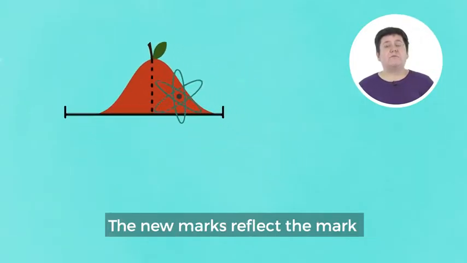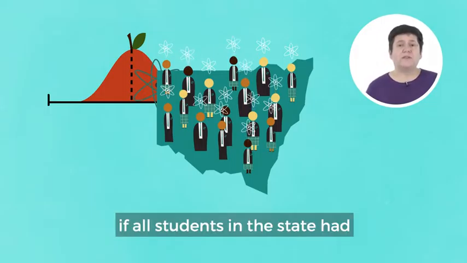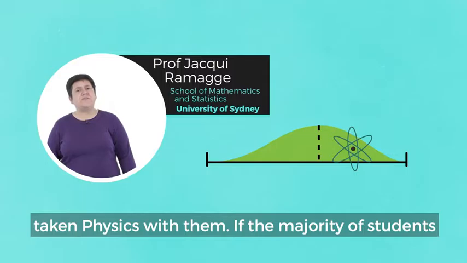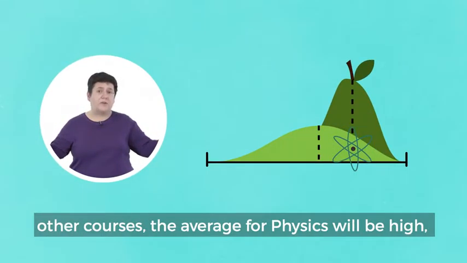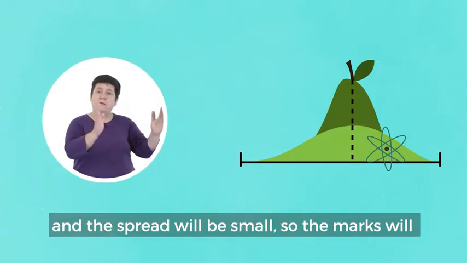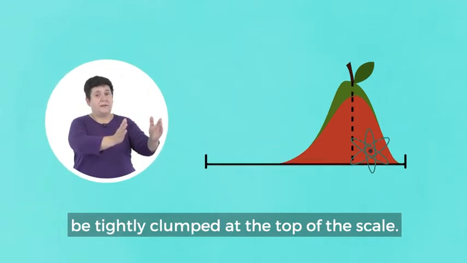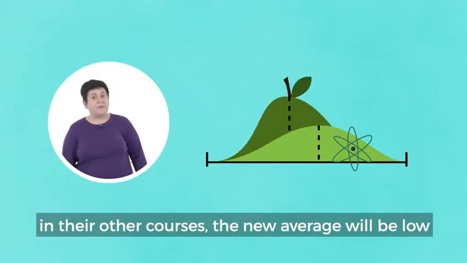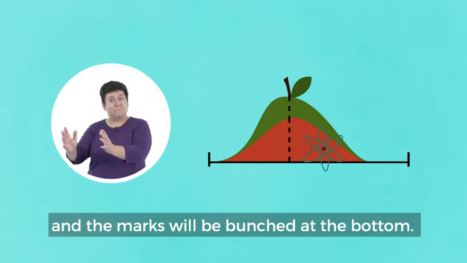The new marks reflect the mark the physics students would have got if all students in the state had taken physics with them. If the majority of students in 2-unit physics perform strongly in all their other courses, the average for physics will be high and the spread will be small. So the marks will be tightly clumped at the top of the scale. On the other hand, if all students perform weakly in their other courses, the new average will be low and the marks will be bunched at the bottom.